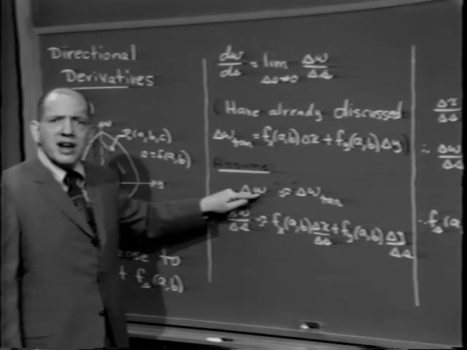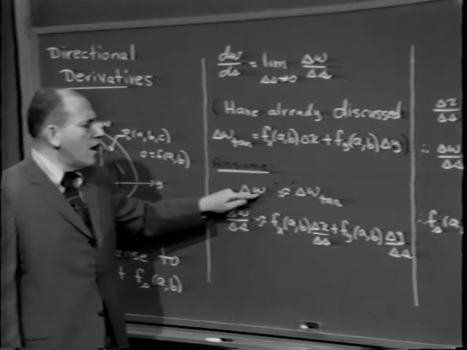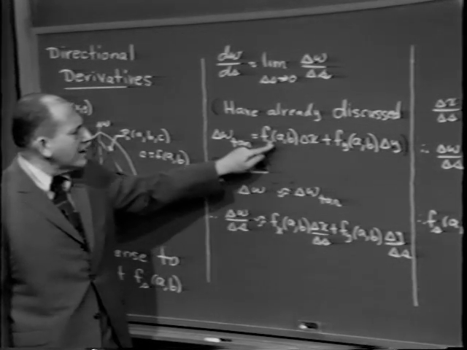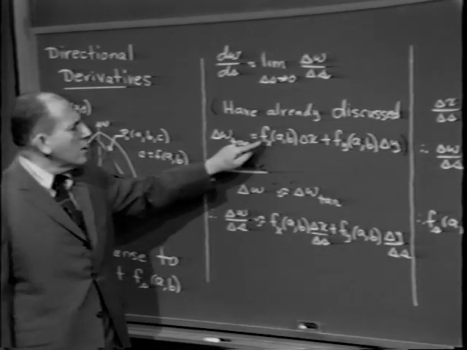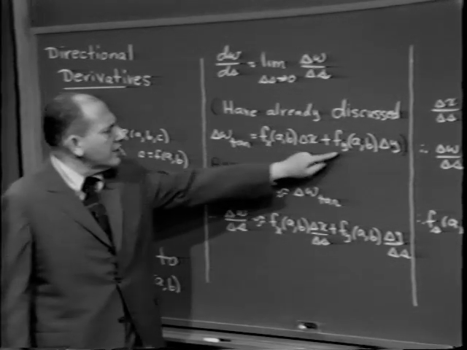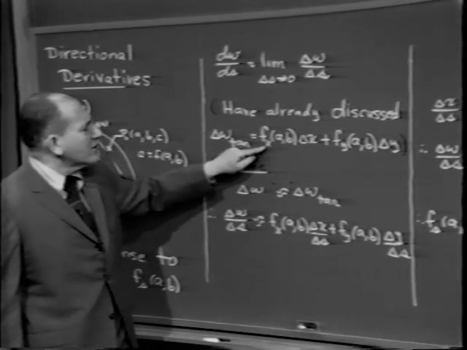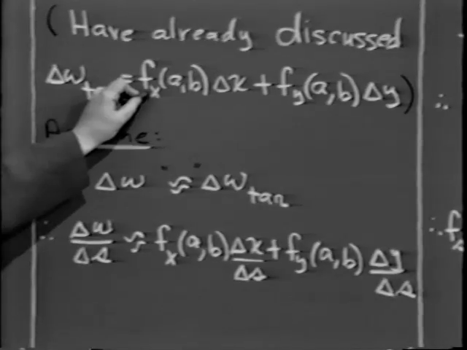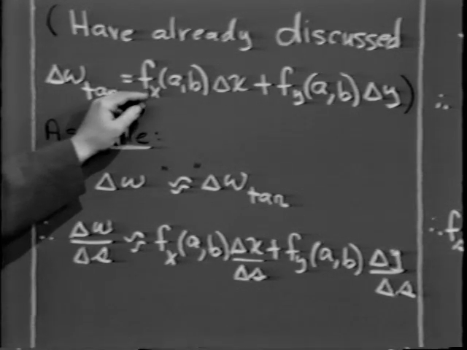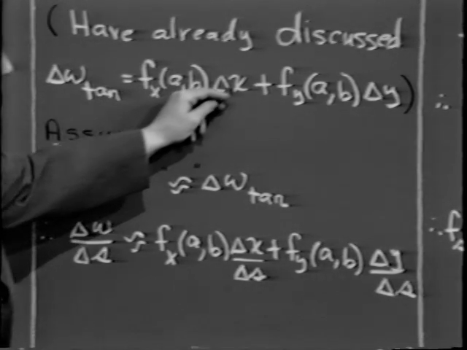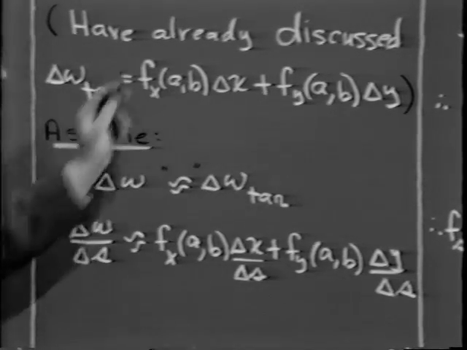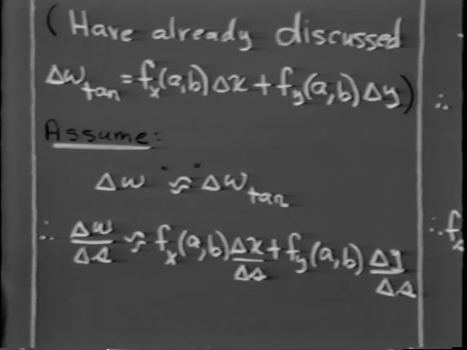Now, obviously, that change in w is going to depend very strongly on what direction you're moving in. On the other hand, how was delta w tan computed? Delta w tan was computed just by knowing two special directional derivatives, known as the partial derivatives. You see, notice that to get delta w tan, I have made the assumption that all I have to know is what's happening in the x direction and what's happening in the y direction, everything else being determined from the function evaluated at a comma b.